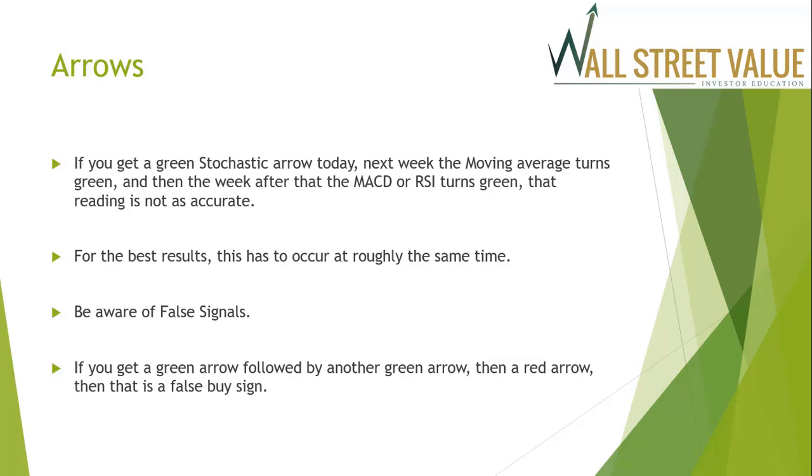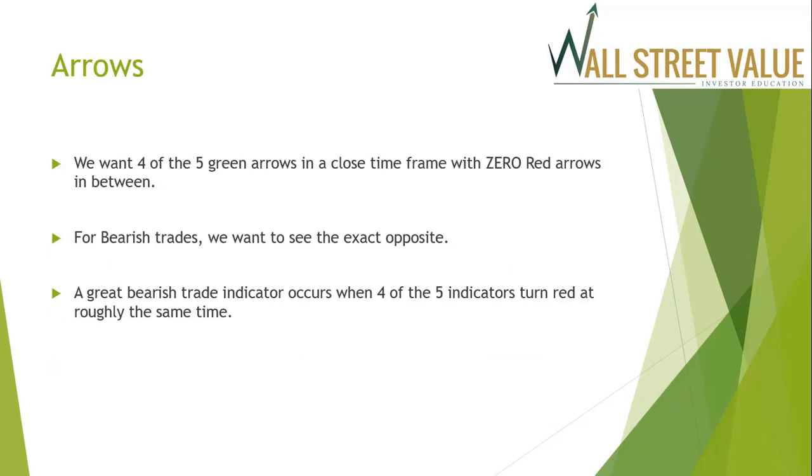And also be aware of false signals. If you get a green arrow, followed by another green arrow, and then suddenly get a red arrow, that's a false buy sign. That cancels everything out. We want 4 of the 5 green arrows in a close time frame with 0 red arrows in between. And for bearish trades, we want to see the exact opposite.